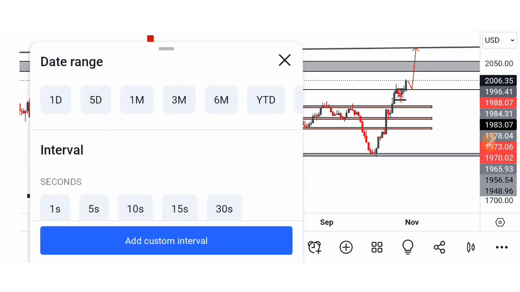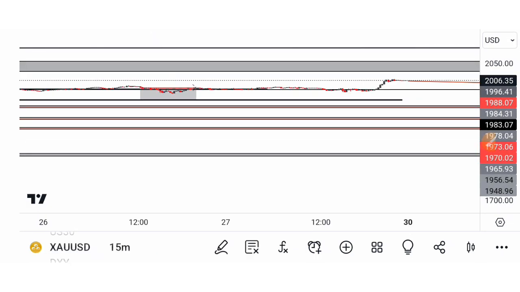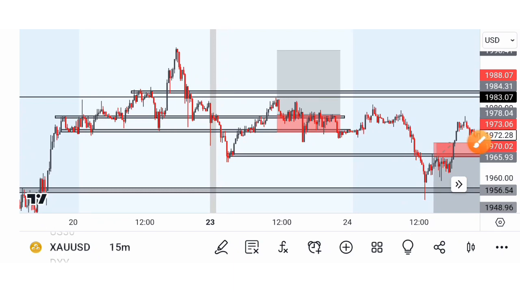By the way, this week was very bad for me in the market, and let me show you how I traded this week. So on Monday, the market opens and I have something like this.